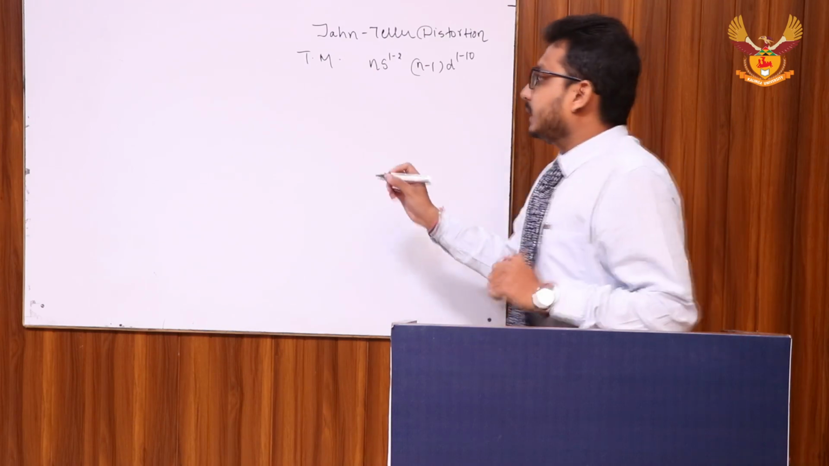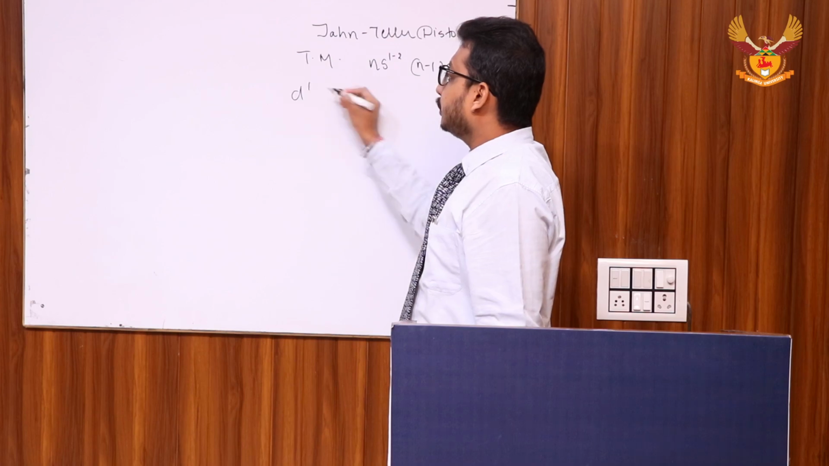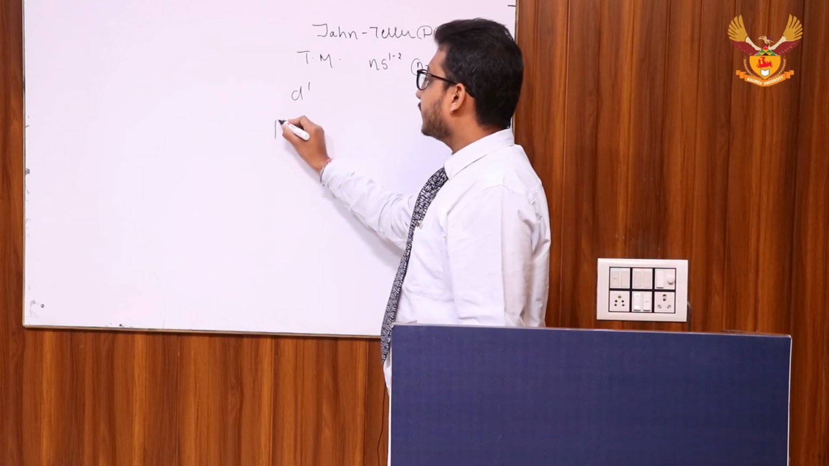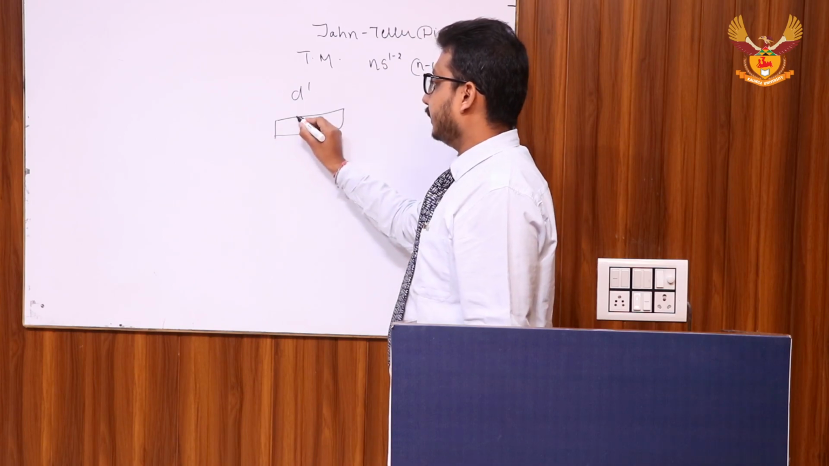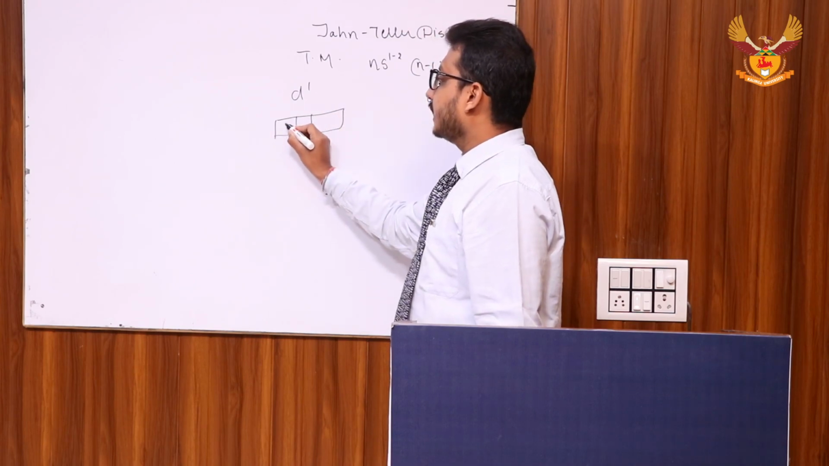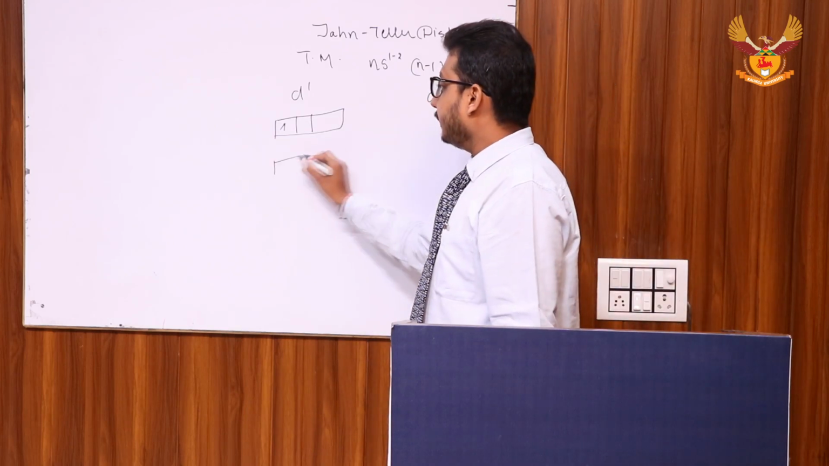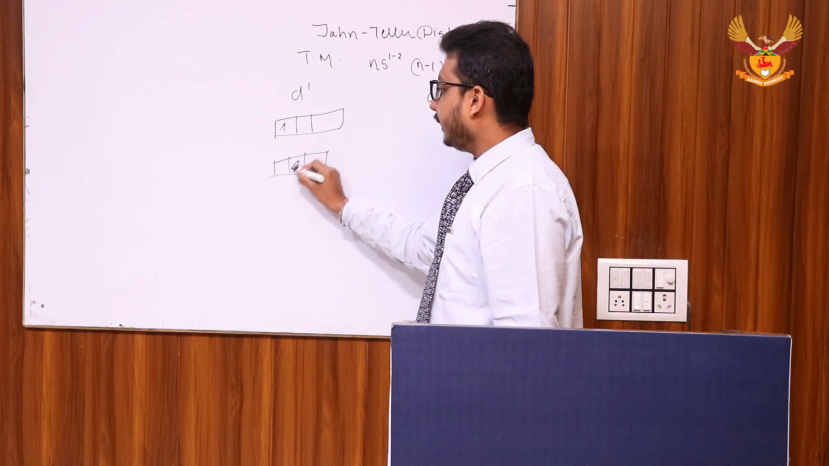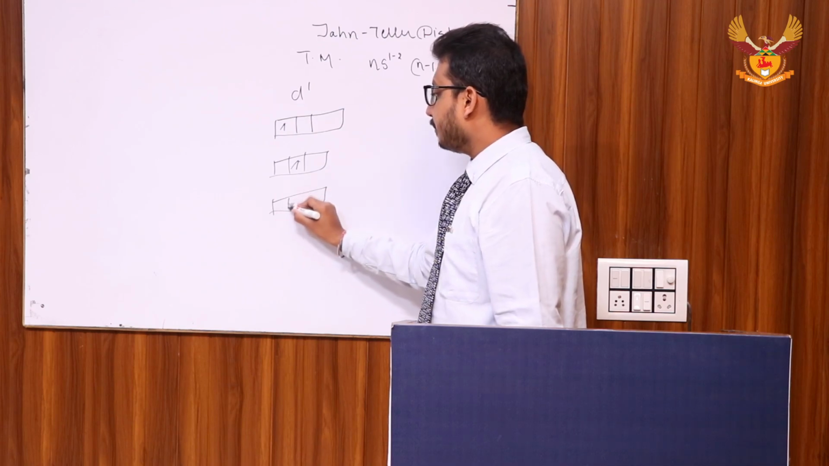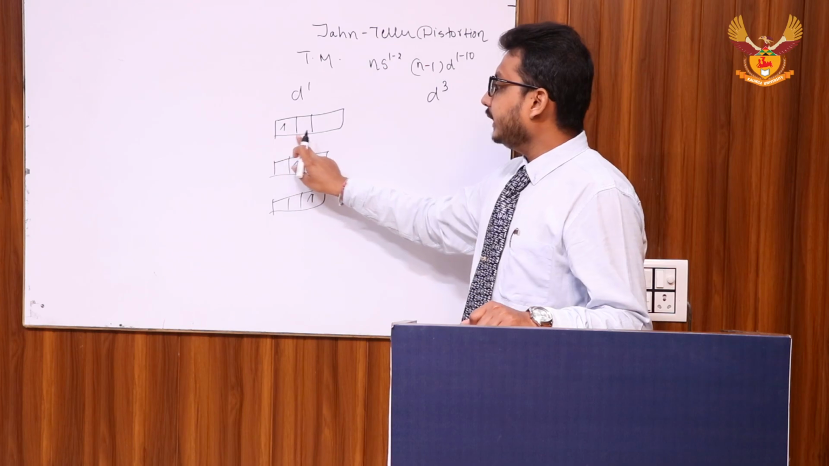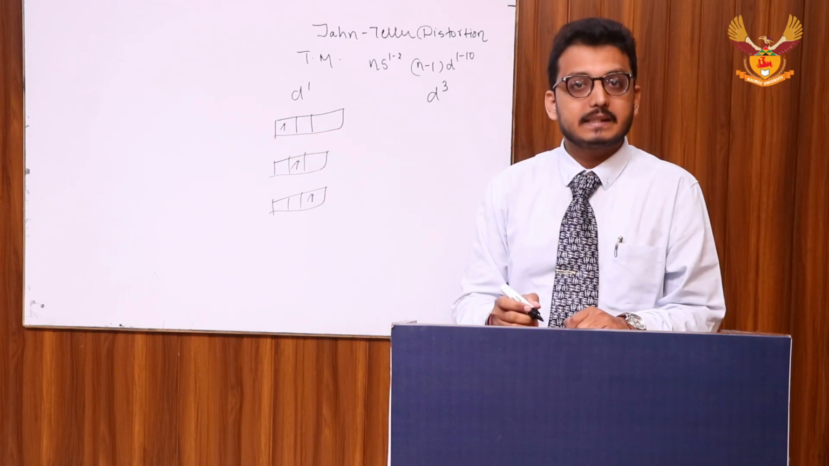These degenerate orbitals I will explain with respect to two configurations. They are d1 and d3. When we consider the d1 configuration of octahedral field, the electron is present in the first orbital, or it may be present in the second orbital, or it may be present in the third orbital. That is, the electron is free to move in either of these three orbitals.